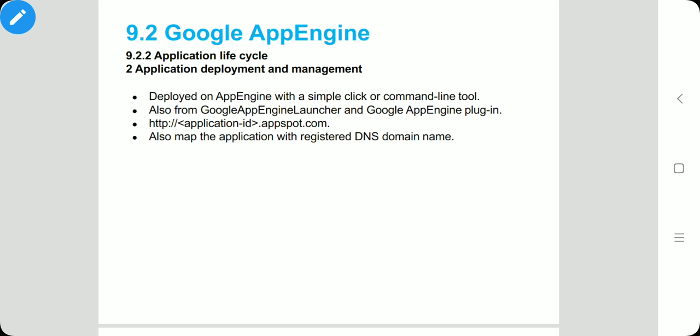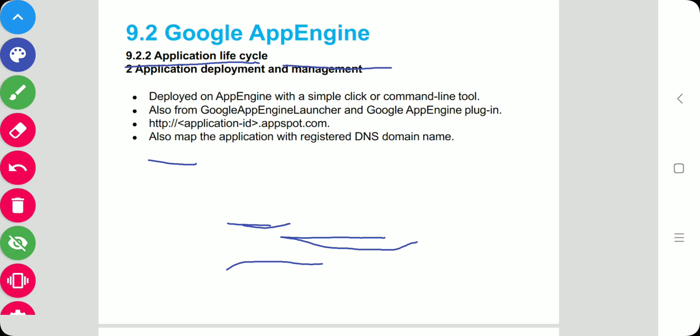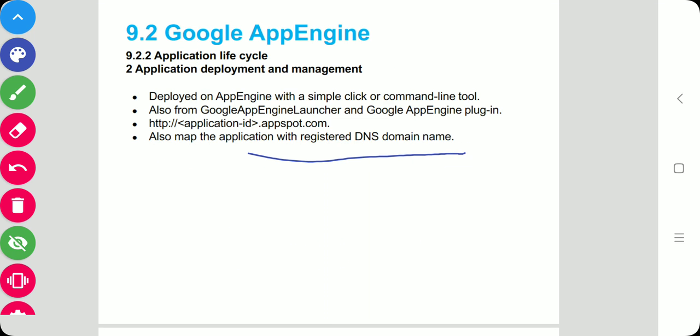Alternatively, it is also possible to map the application with the registered DNS name. Once the application identifier has been created, it is possible to deploy an application on AppEngine. So this task can be done using either the respective development environment, that is Google App Engine Launcher or Google App Plugin, or the command line tools.